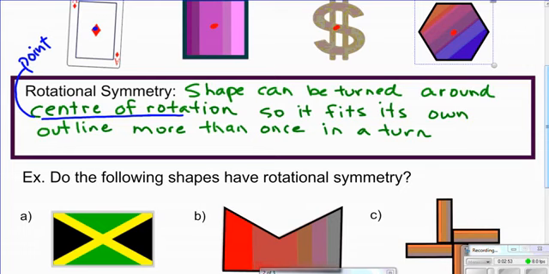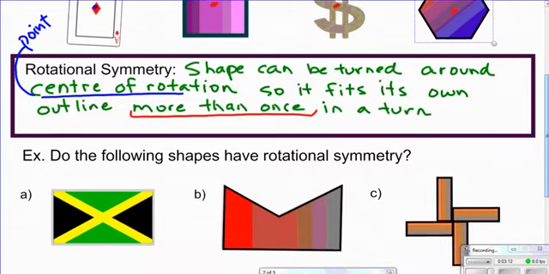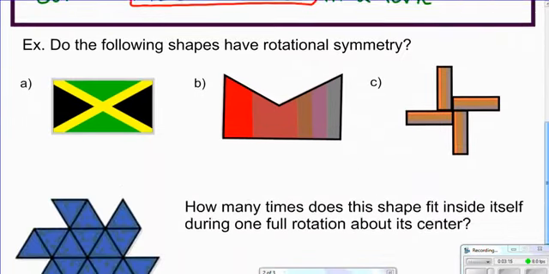And so for rotational symmetry, when you turn it around the center, it fits into its own outline more than once in a complete turn. Any shape will fit back into itself once you've done a full turn. So just the fact that it fits once doesn't make it have rotational symmetry. It needs to fit more than just that one full turn in order for it to have rotational symmetry.